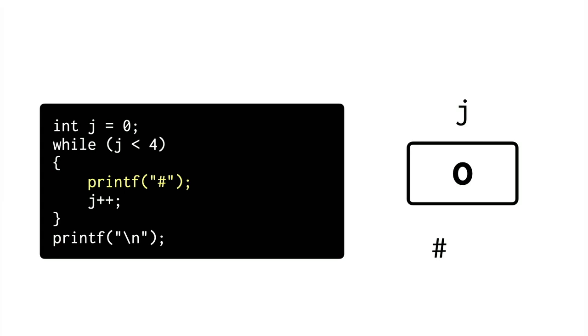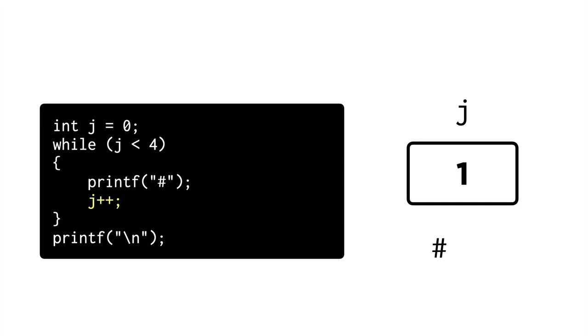So now I've gone and I've said, well, is j less than 0? Or is j less than 4? It is. It's currently 0. So I'll print out a single hash. And then what will I do? I'll then say, let's increase j by 1 using the syntax of ++, some syntactic sugar here, to say j is now 1 more than what it previously was.